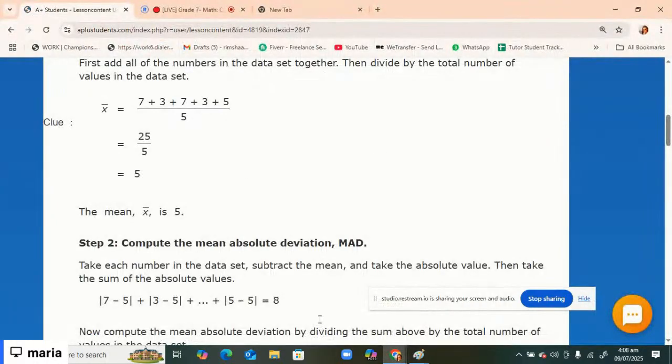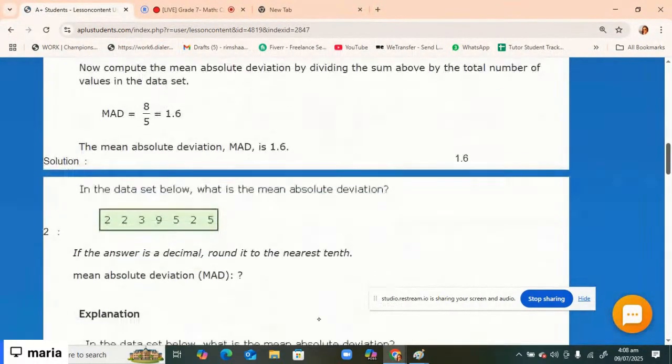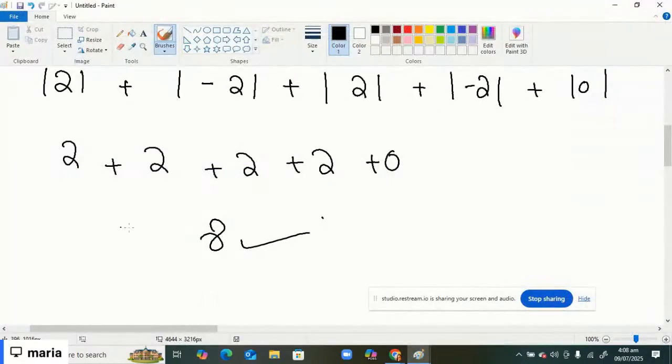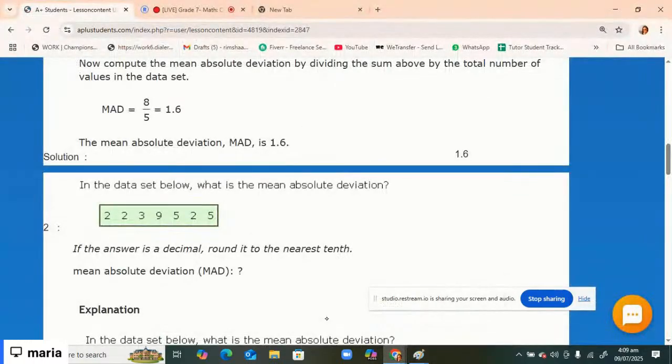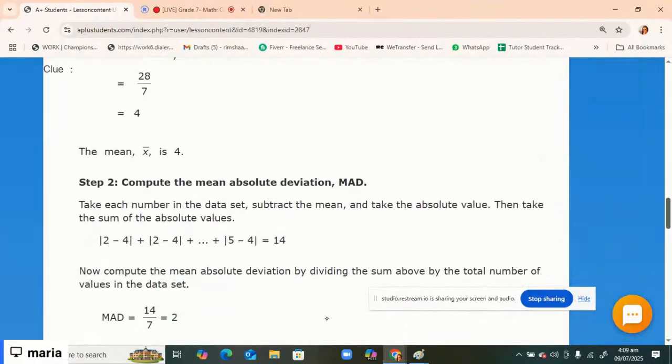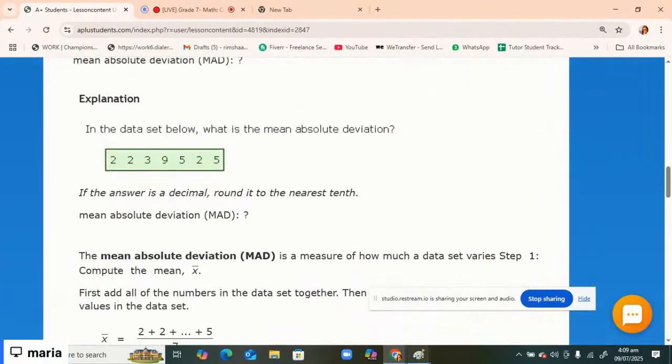This is the mean absolute deviation, MAD. Mean, absolute, and deviation. This shows the mean absolute deviation. Got it? Now you understand. Let's discuss one more question.